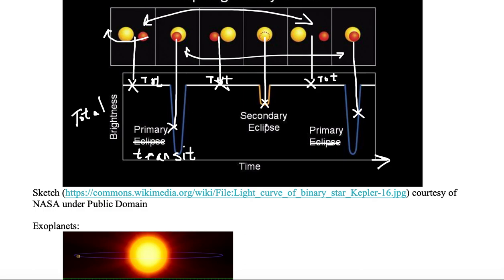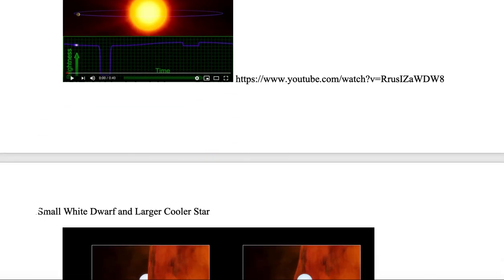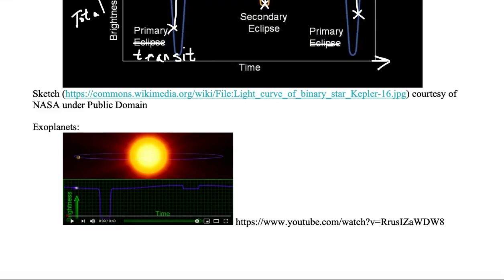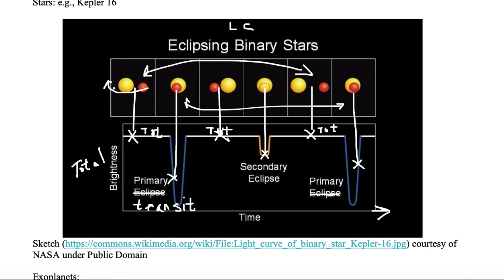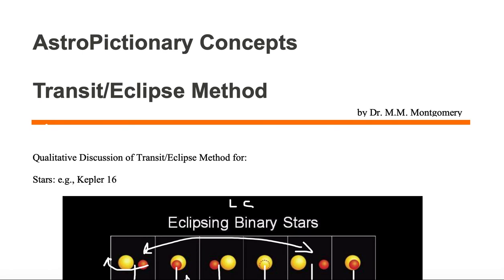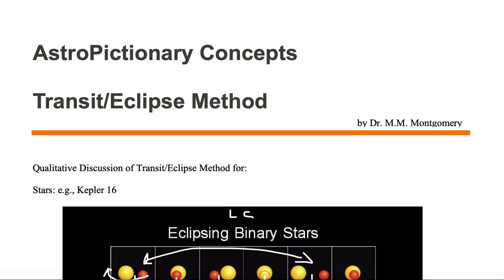Primary transit, secondary eclipse. So in the third case, the hotter star is the smaller star, whereas in the first case, the hotter star is the bigger star. So these are 3 examples of the transit eclipse method.